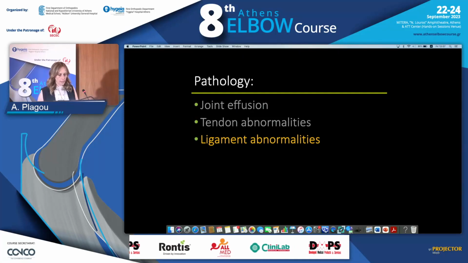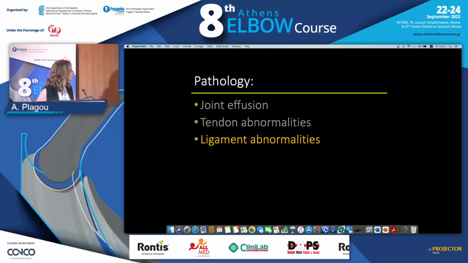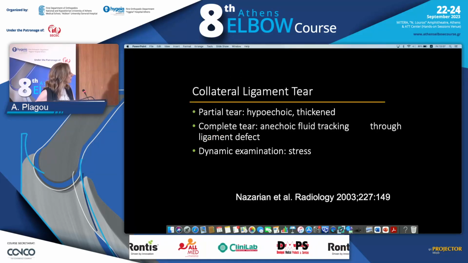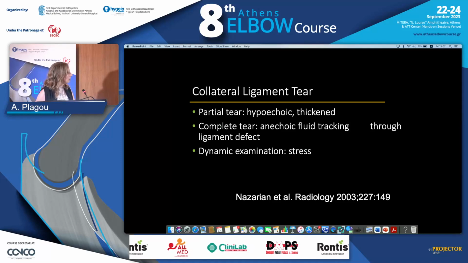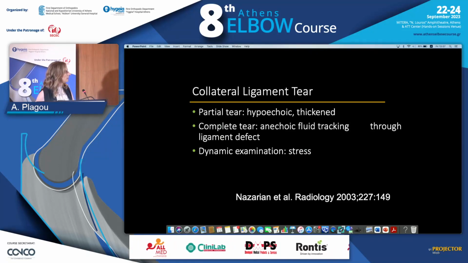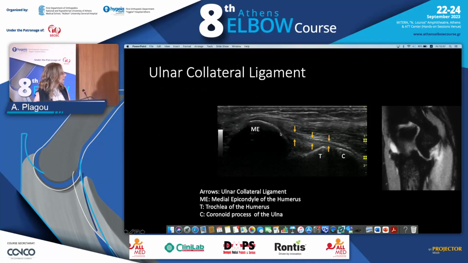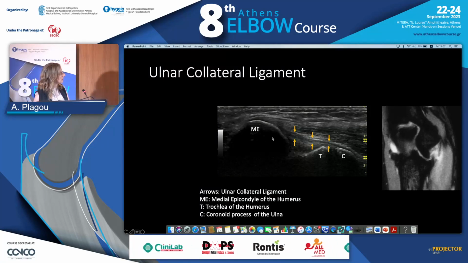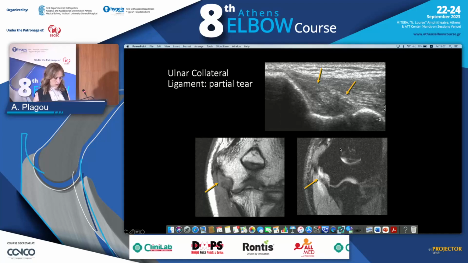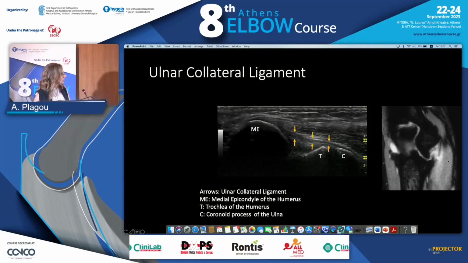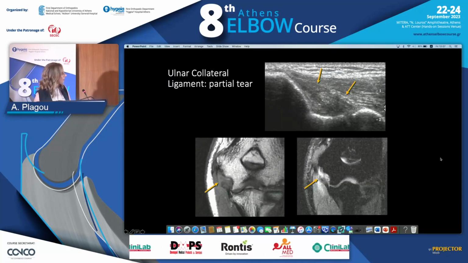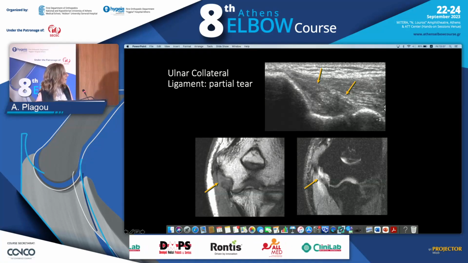Moving to ligament abnormalities, and I don't want to take more of your time, I'll just go quickly through that. We can evaluate partial tears, complete tears, and of course dynamic stress tests are very useful in this situation. Here is how the ulnar collateral ligament looks on ultrasound. We have the medial epicondyle and the coronoid process, and this ligament bridging the two. And here on MR, you see a full thickness tear of this ligament. On ultrasound, this is a partial tear.